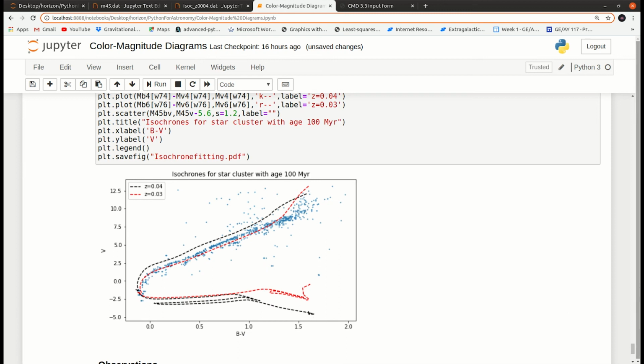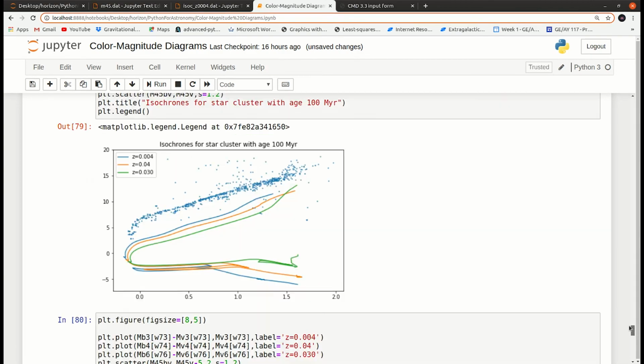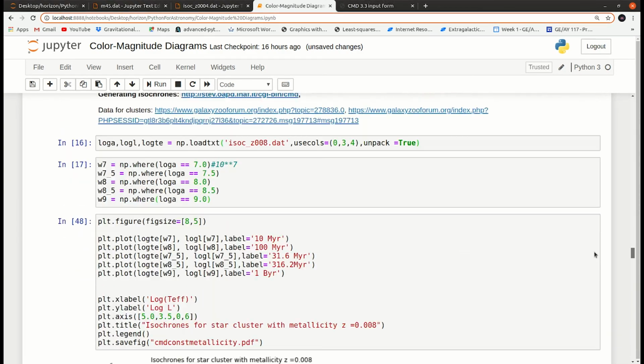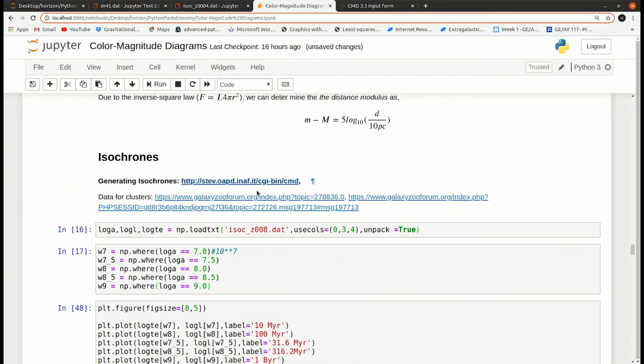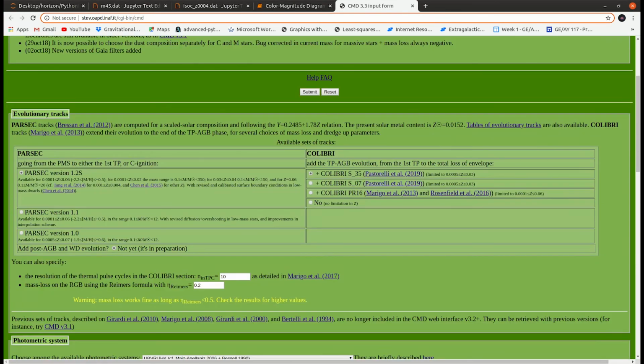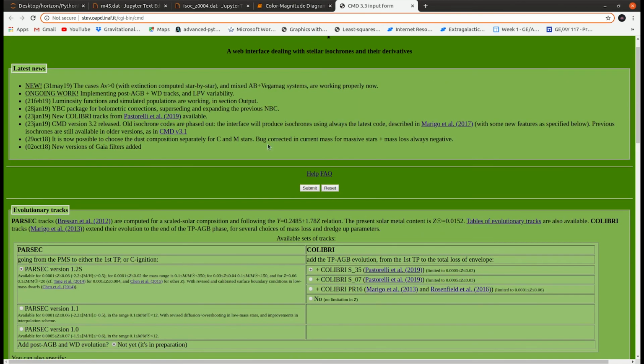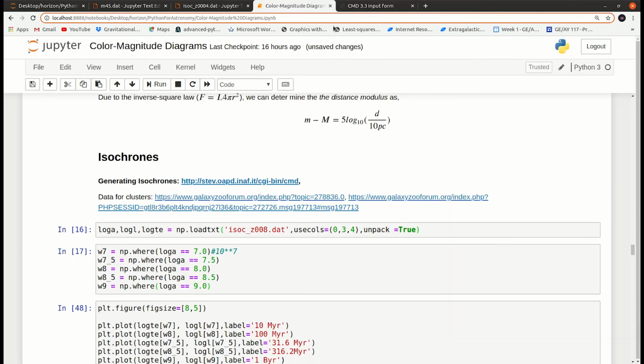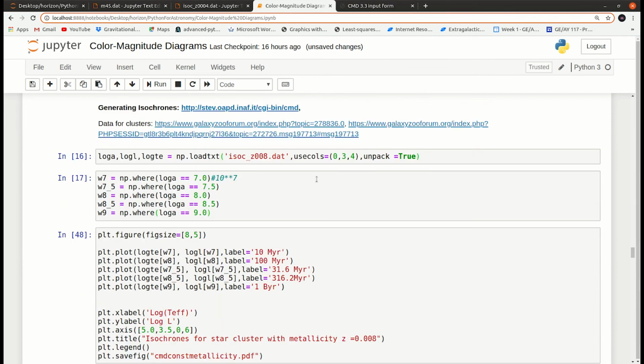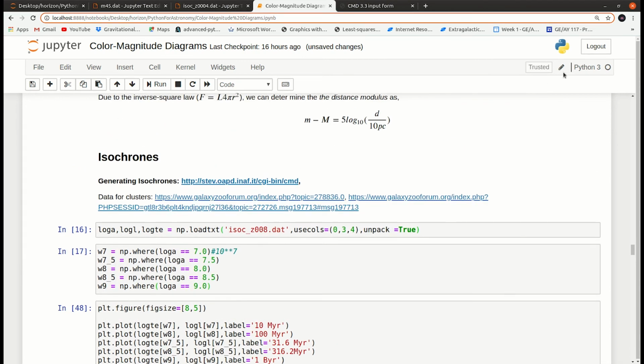So if you want to play around with more data, you can actually do this. This is the link for generating isochrones. It will take some time for you to settle in with this environment where you generate stuff. For the data for clusters, I have given you some links here, but the best one is SDSS. One second, I'll open that link. Let's pause.